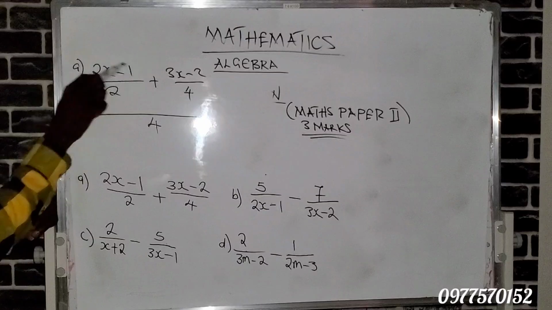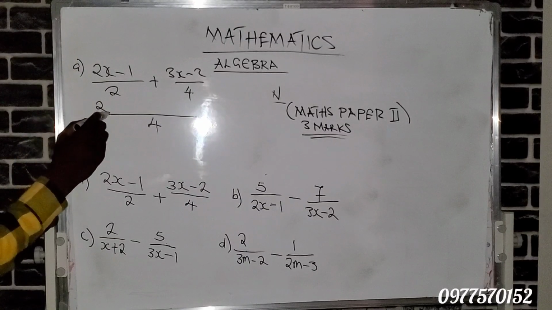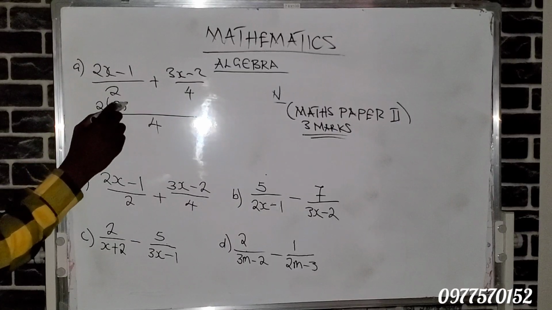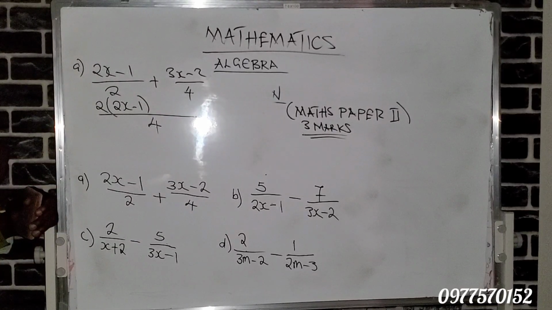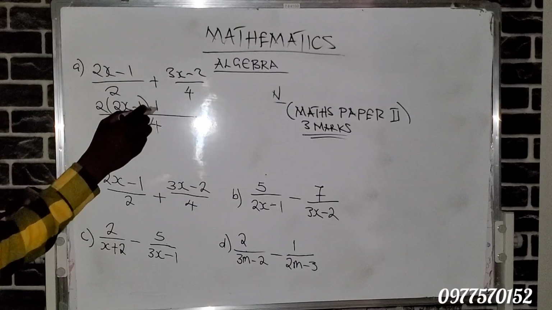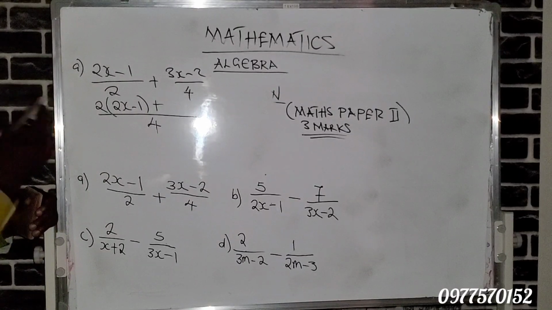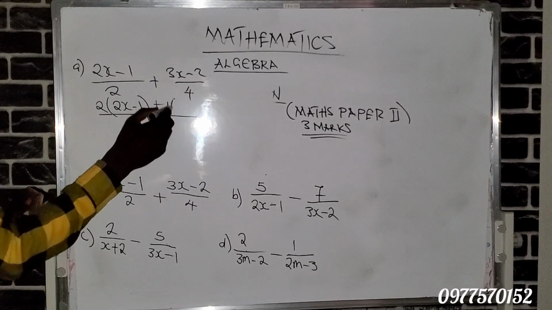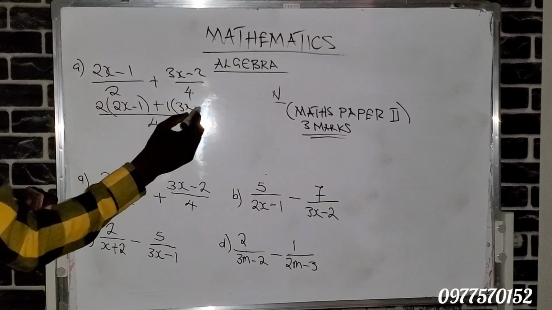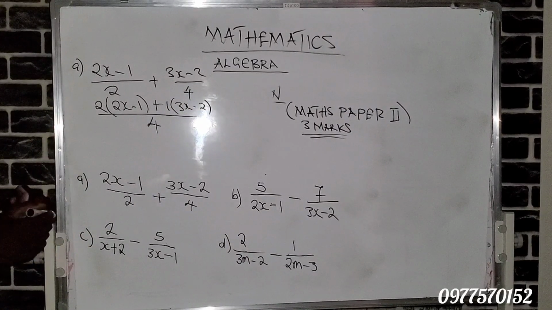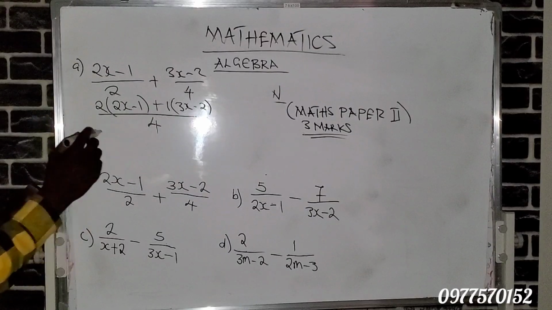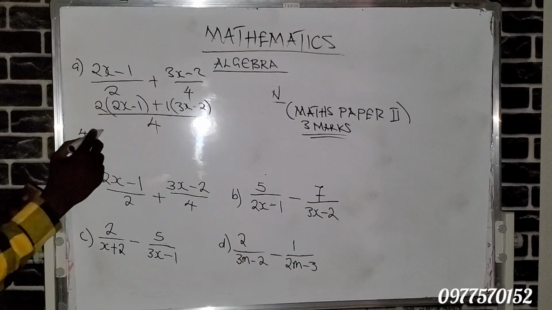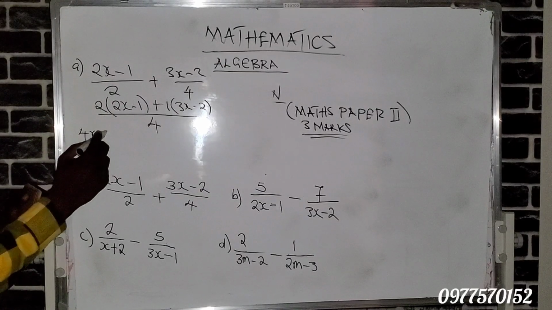Then 2 multiplied by this one. You show that you multiply by writing 2 into 4, 2 times 2x minus 1. Then whichever sign is here, so here there is a plus. Then 4 into 4, 1. Then 1 times 3x minus 2. Are we together? Then you expand: 2 times 2x, 4x. 2 times negative 1, negative 2.